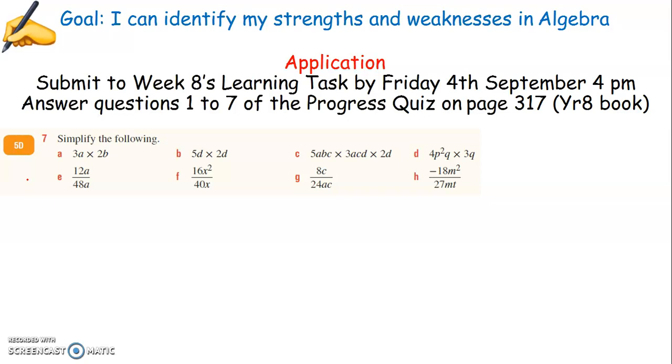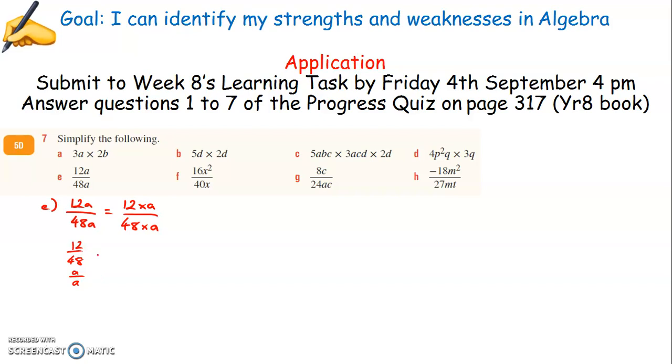Next we have e. For e we have 12a over 48a. And let's rewrite this. 12a is 12 times a. 48a is 48 times a. And what we can do here is we are going to simplify the 12 over 48, and the a over a.